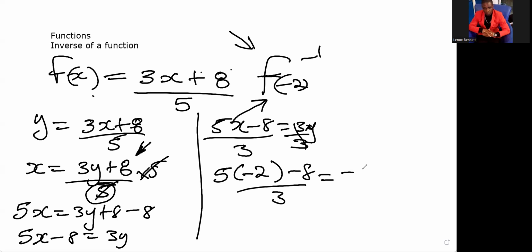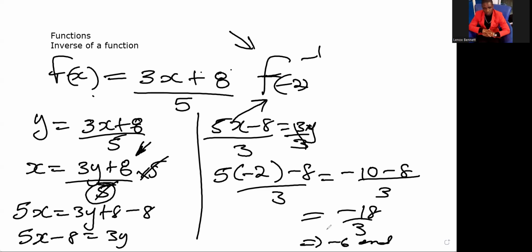5 times negative 2, negative 10. A positive times a negative. Both are negative, so we add and we divide by 3. So that's minus 6. Final answer.